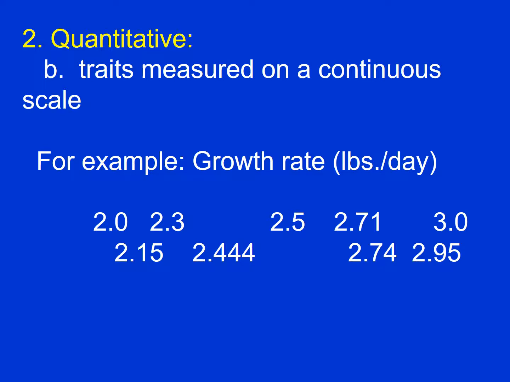And when we measure these additional animals, we find that, well, we have one at 2.15, and if we have a real precise scale, we've got one at 2.44 pounds per day. We've got a couple more in here, and so we've got, let's see, 2, 4, 6, 8. We've got 9 animals measured now, and they're all different. So we don't have distinctive categories for this quantitative trait.